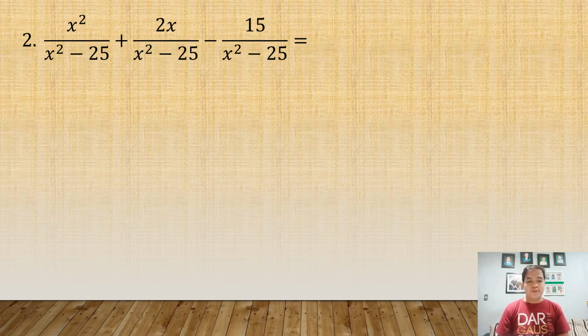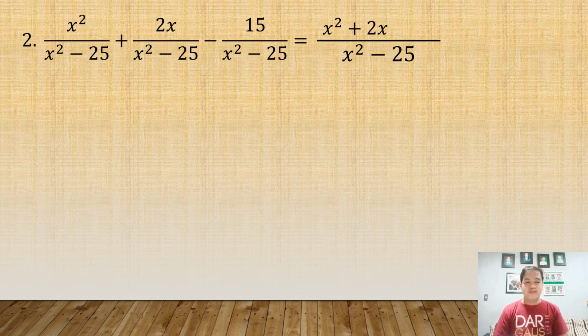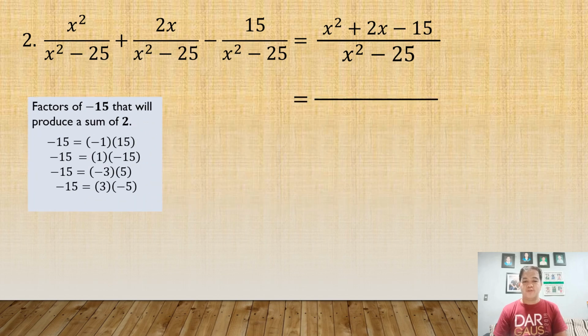Next, number 2. Okay, again, similar fractions. Pagpapansinin yung denominator, lahat ng denominators ay x squared minus 25. Okay, so therefore, pagsasama-samahin na lang natin yung numerators. X squared plus 2x minus 25. Okay, so mukhang factorable yung x squared plus 2x minus 15. O, sige, recall natin. Bigyan natin ng konting tip ulit sa factoring.